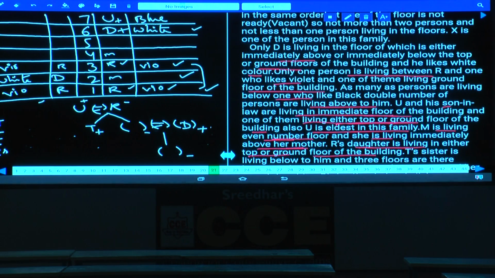Top floor, this person is there, U is that person. Hence ground floor, R's daughter must be there. Hence who is this person here? This person must be R's daughter. And if this person R's daughter is here, then where should this R be?